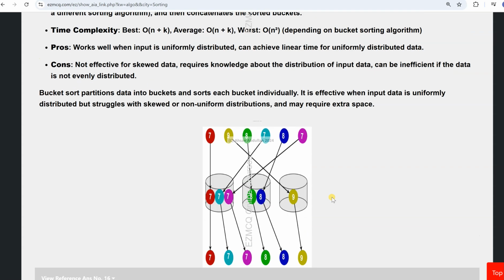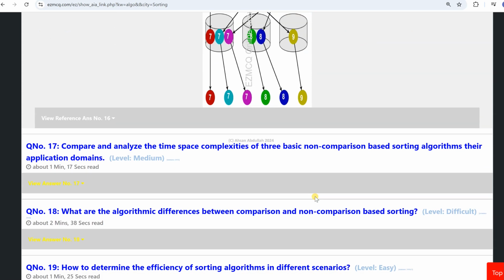So these are the numbers, and they are placed in the buckets, and you see this results in a stable sort. And if I use a stable sorting technique here, then you can see that it results in a sorted output.